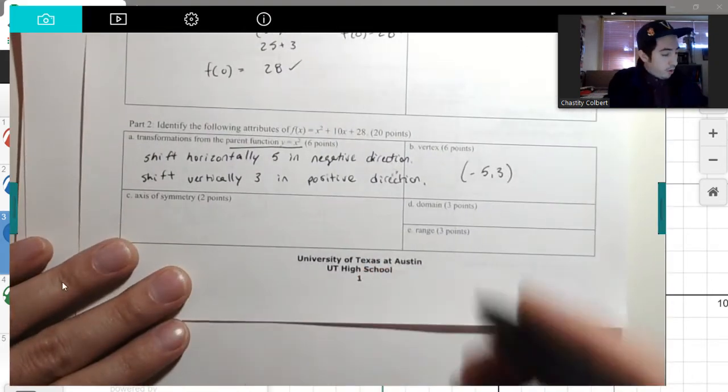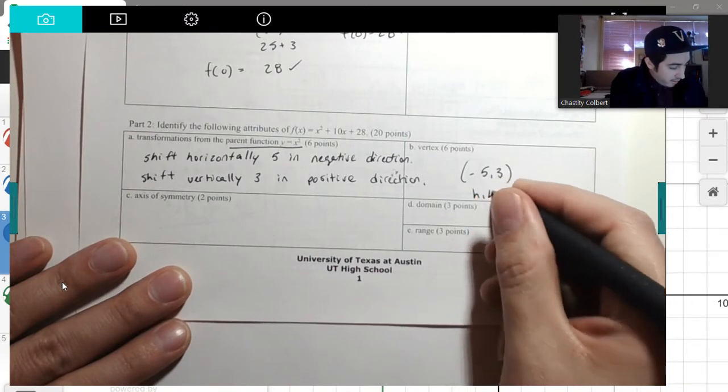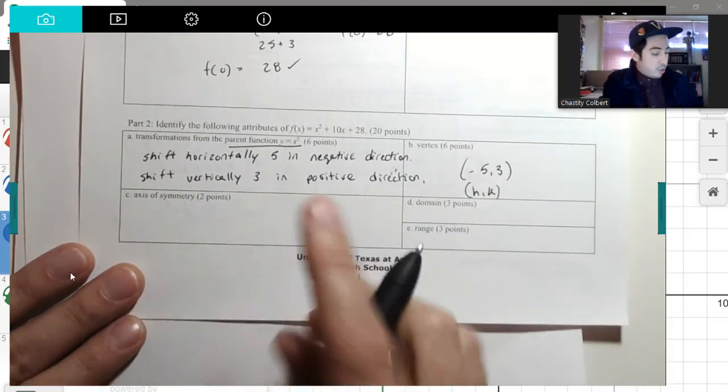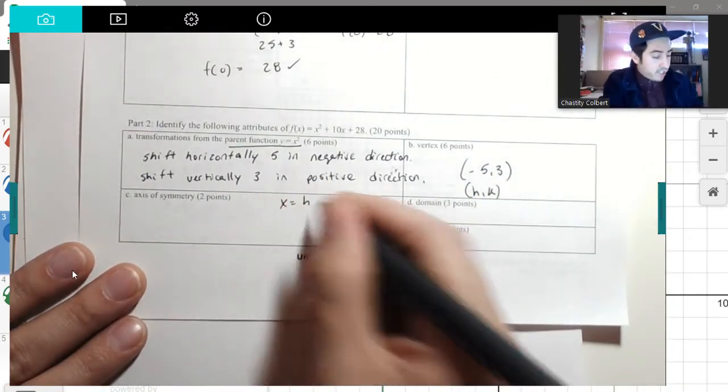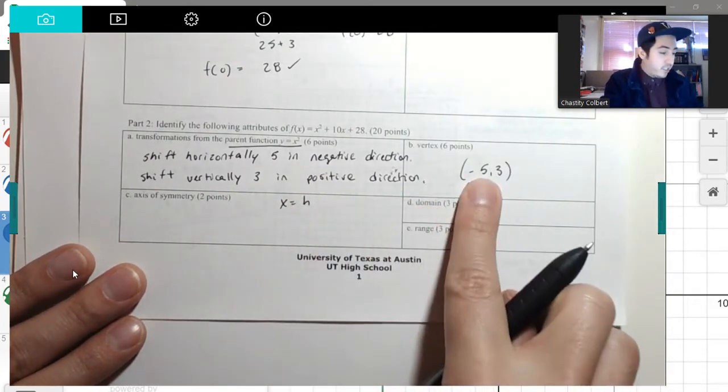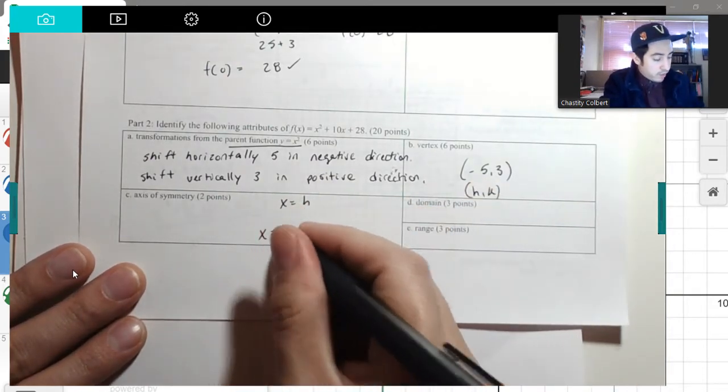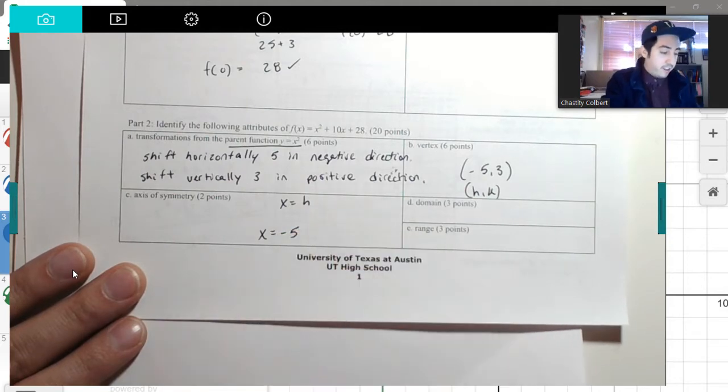So again, if your vertex is at h comma k, then the axis of symmetry is always at x equals h, which in this case, h is -5. So x equals -5. There is our axis of symmetry.